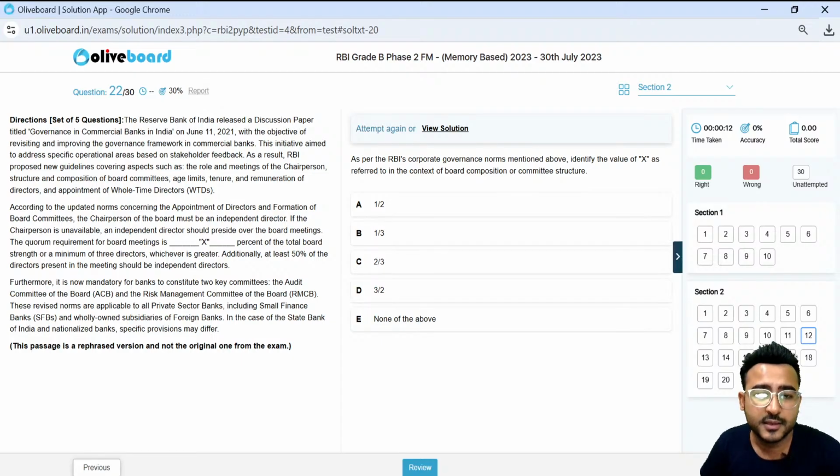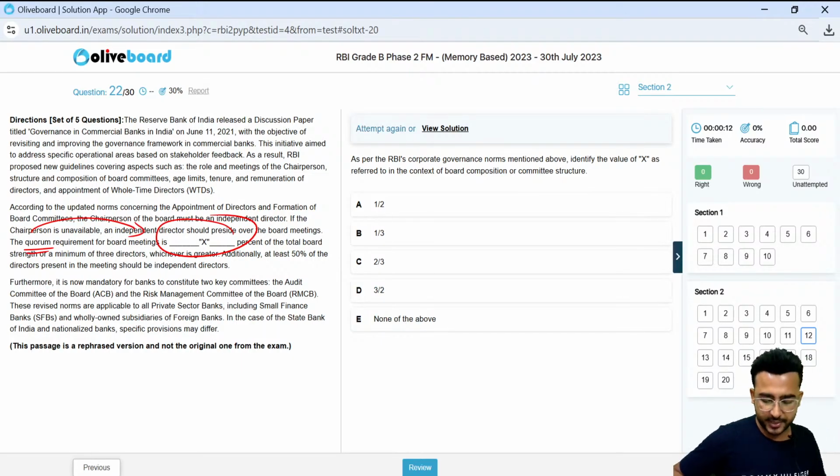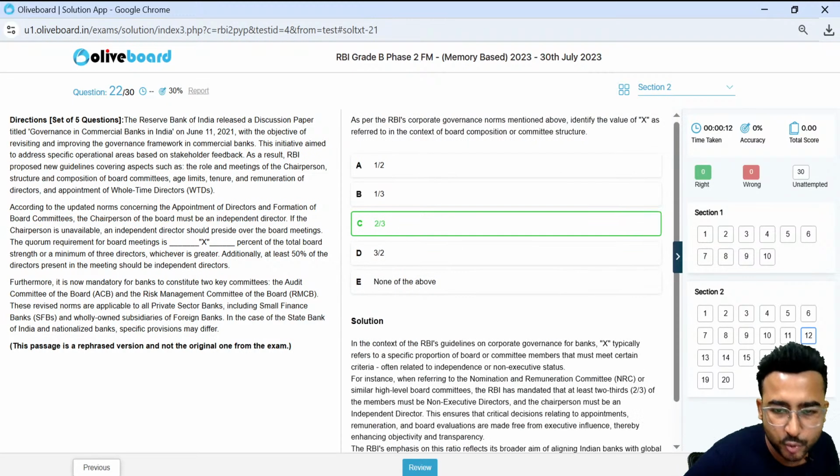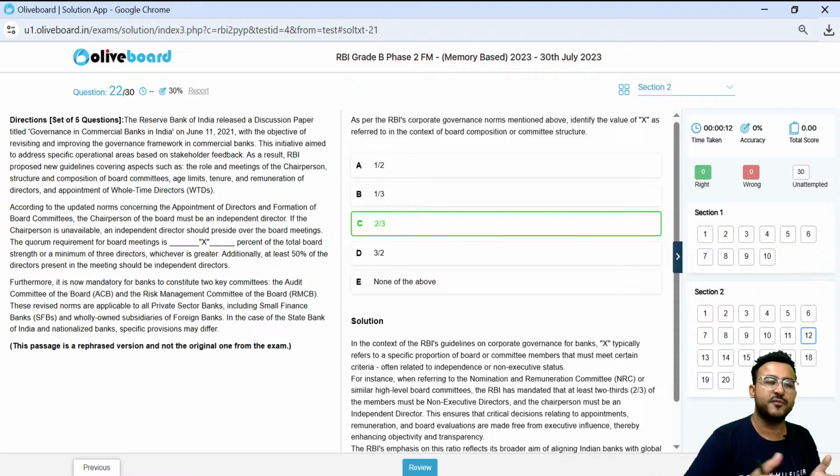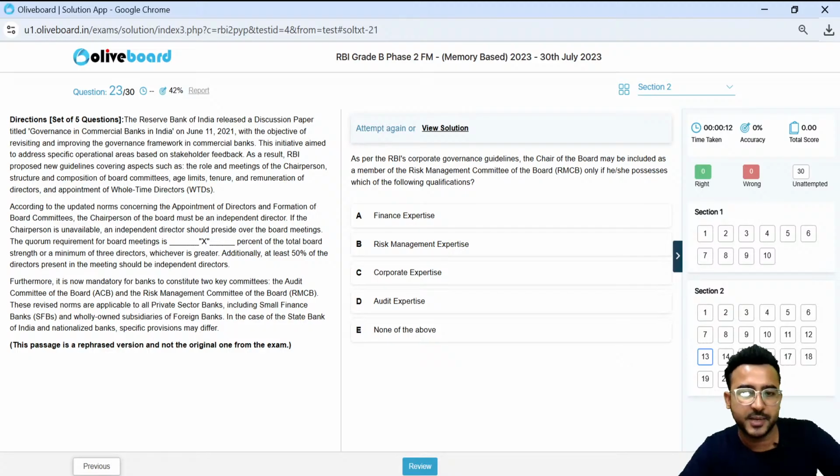Next one, as per the RBI corporate governance norms mentioned above, identify the value of X. What is the value of X? Quorum requirement of the board meeting. Quorum requirement of this particular meeting. What is the quorum requirement? 2/3 is the quorum requirement. Okay, 2/3 is the quorum requirement. Acha, what is quorum? Minimum number of members that should be there in the meeting. Minimum number of directors that should be there in the meeting.